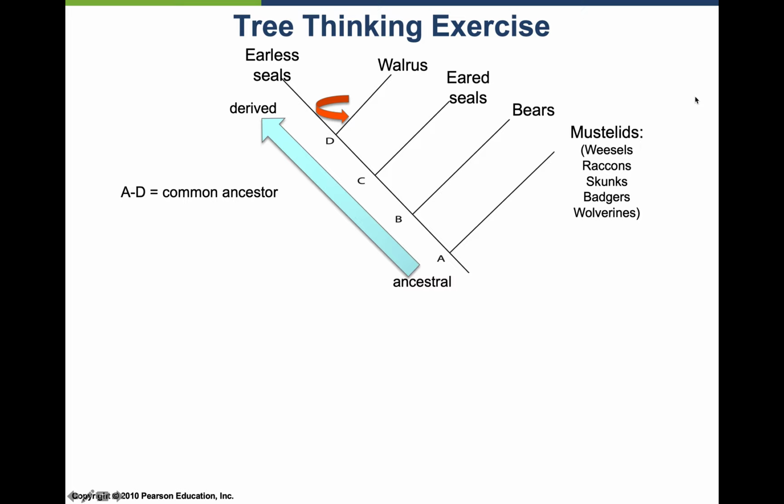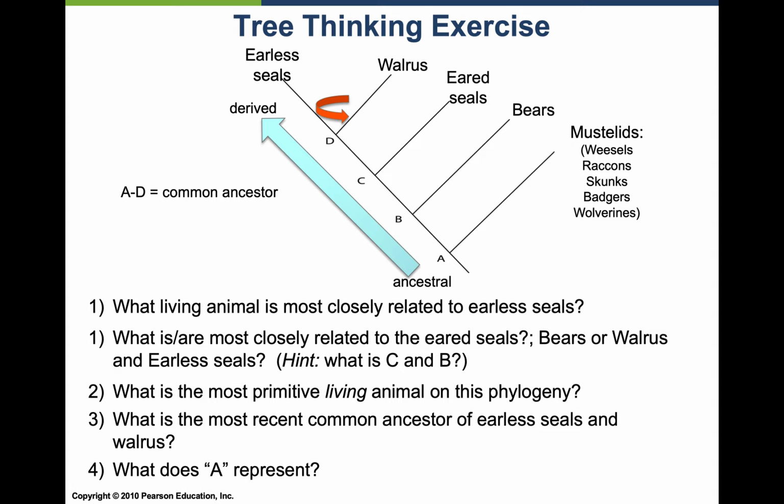If that didn't make sense, that's okay. We'll get into this a little bit more and hopefully make some sense of it. Okay, so looking at this phylogeny, I should say this is the more ancestral or primitive part of the phylogeny, and this is the more derived. You should be able to answer these four questions, okay?